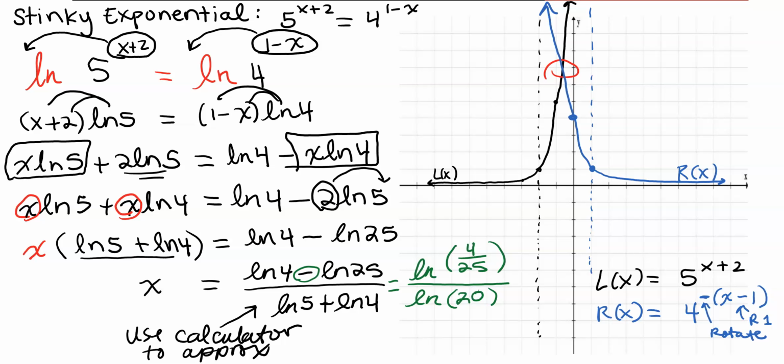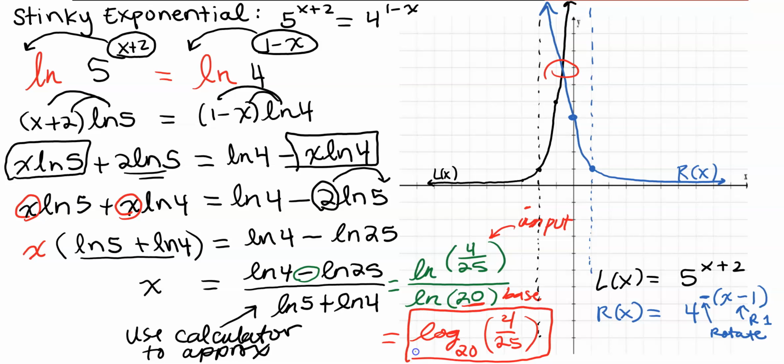Okay, we could go further and say, hey, look at that. We can use change of base, where 20 would be my base, and that would be my input right here. Going backward on the change of base rule, I will have log base 20 of 4 over 25, and that is being condensed into one log.